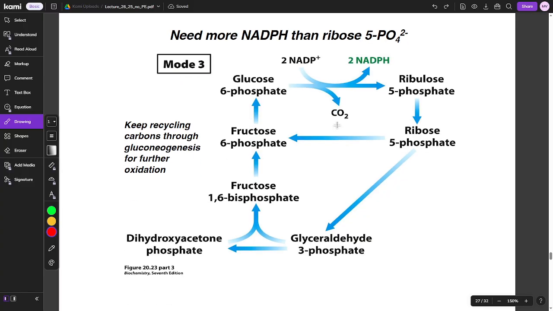Hopefully that makes sense. I apologize for that confusion. Essentially, if you need more NADPH and not riboses, you're going to do this whole process, right? Make these riboses, and then you're going to turn them into glyceraldehyde 3-phosphate, and then it's going to go back up this direction to make more NADPHs.